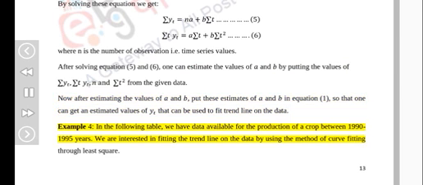Example 4. In the following table, we have data available for the production of a crop between 1990-1995 years. We are interested in fitting the trend line on the data by using the method of curve fitting through least squares.